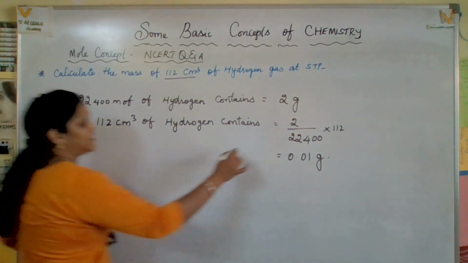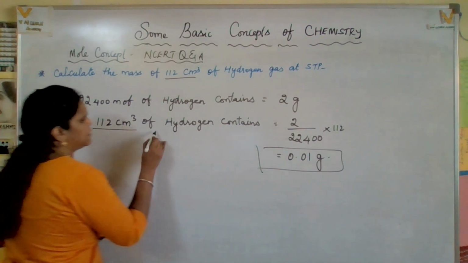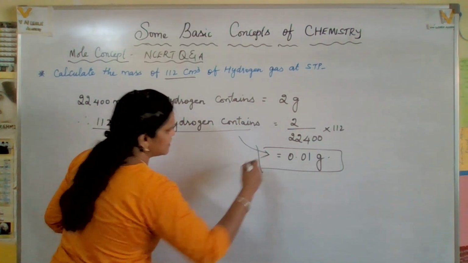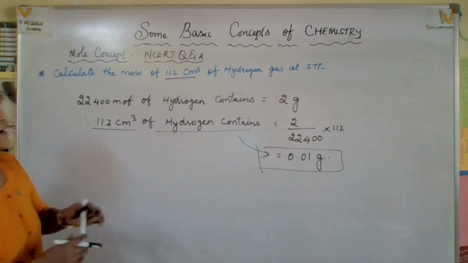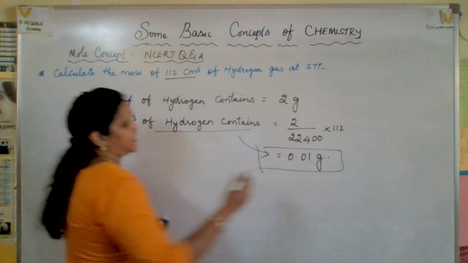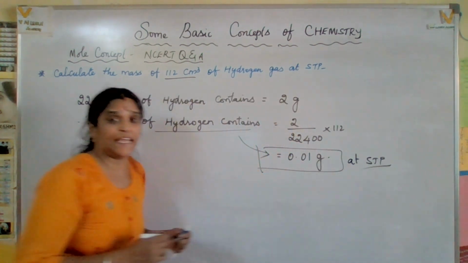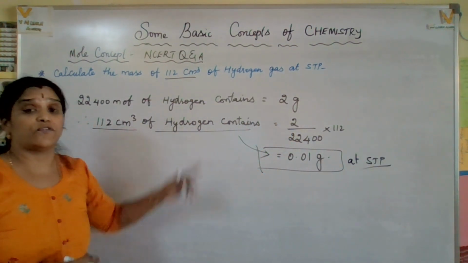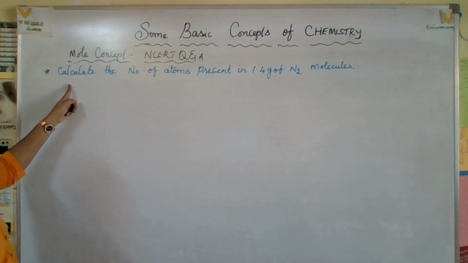Hope you're clear with it. So, what is the answer here? 112 centimeter cube of hydrogen contains 0.01 gram of hydrogen at STP. Hope you're clear with this question. Let us go for the next question. The next simple and interesting question.